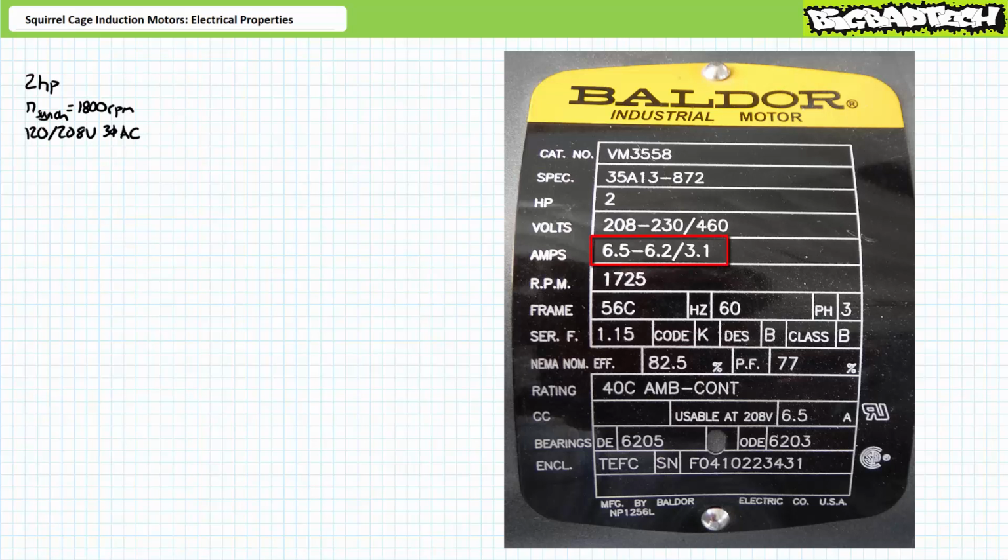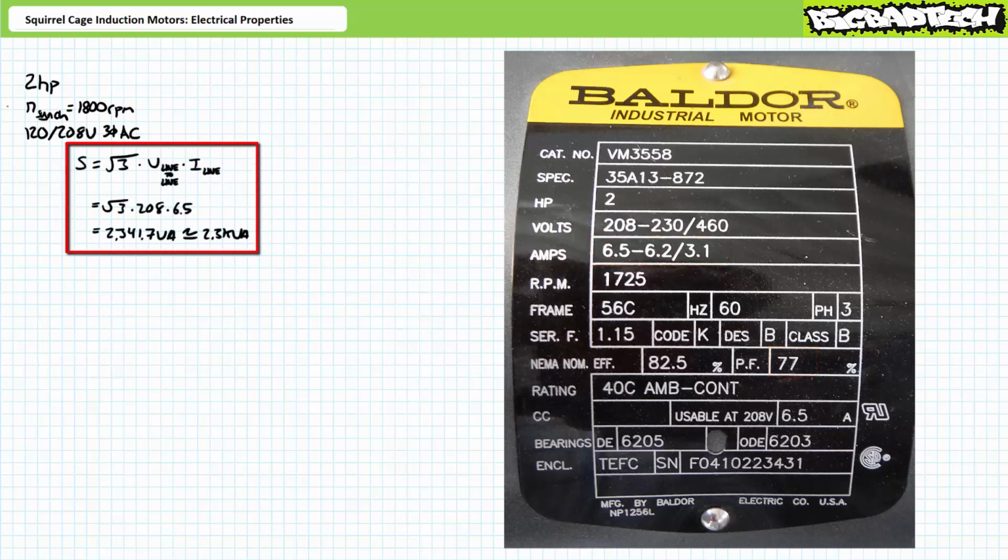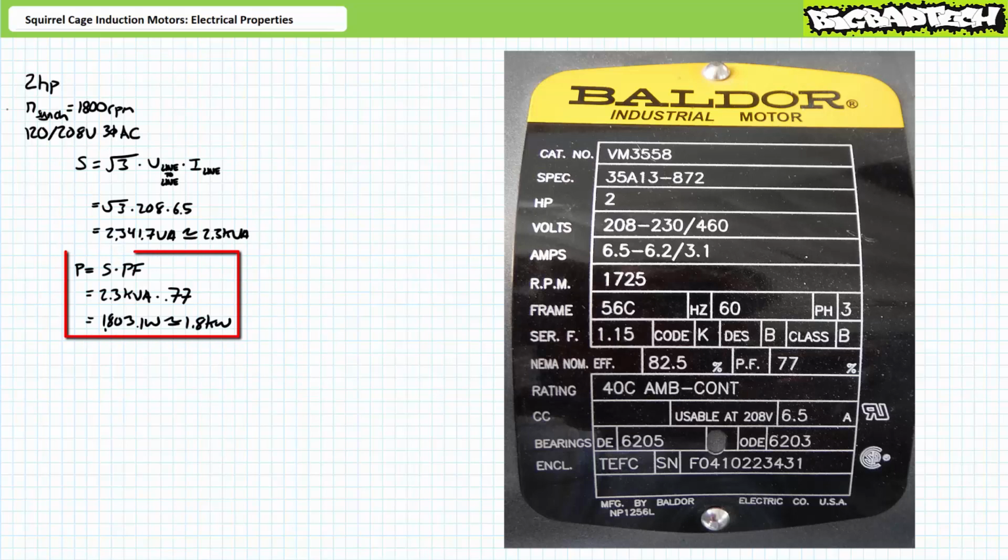Further inspection of the motor nameplate demonstrates the motor's rated current at 208 volts is 6.5 amps and has a power factor of 0.77 at the rated condition. Apparent power for a balanced three-phase AC system is the line-to-line voltage times line current times square root 3. Substituting in the given values in the motor nameplate demonstrates the motor experiences 2,341.7 volt amps, or roughly 2.3 kilovolt amperes of apparent power.